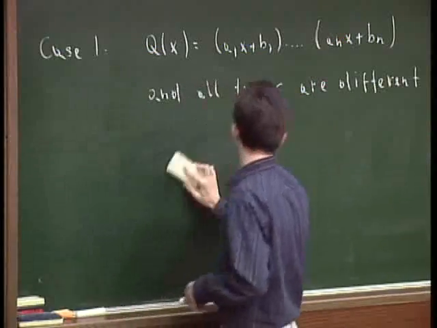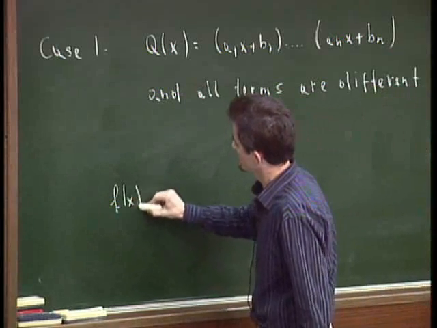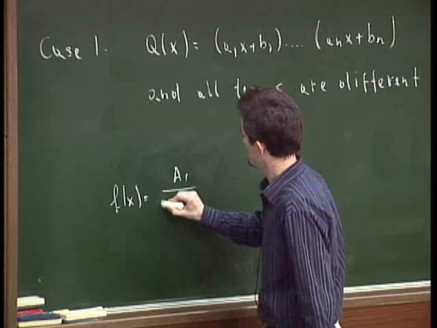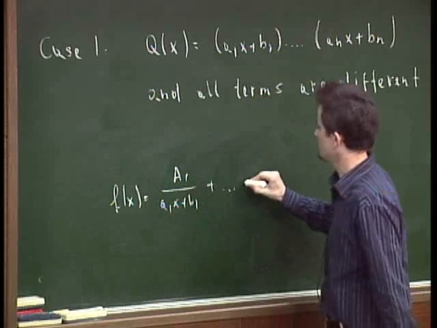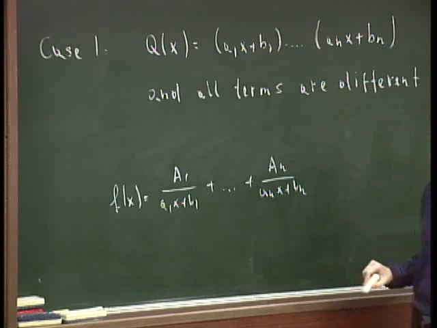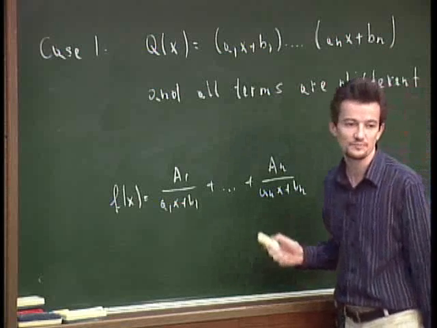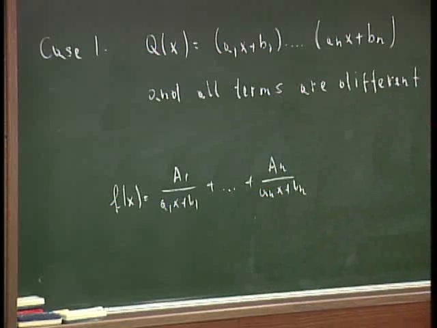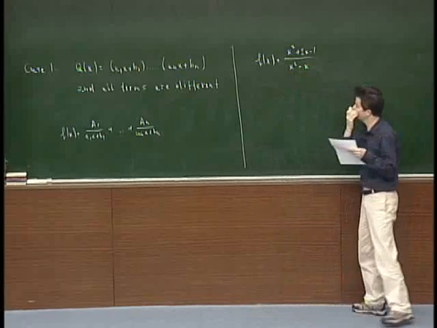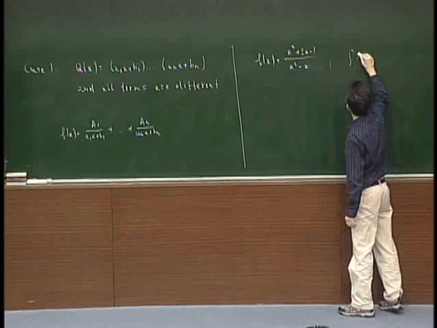Now, in this situation, we will set up the problem as, f of x is equal to a1 over a1x plus b1, plus and so on, plus an over anx plus bn. Please switch off your handy. Okay, so in this case, you can set up the problem like this. So for instance, if this is our given rational function, our task is to compute the integral. So what we want to compute is this integral here.